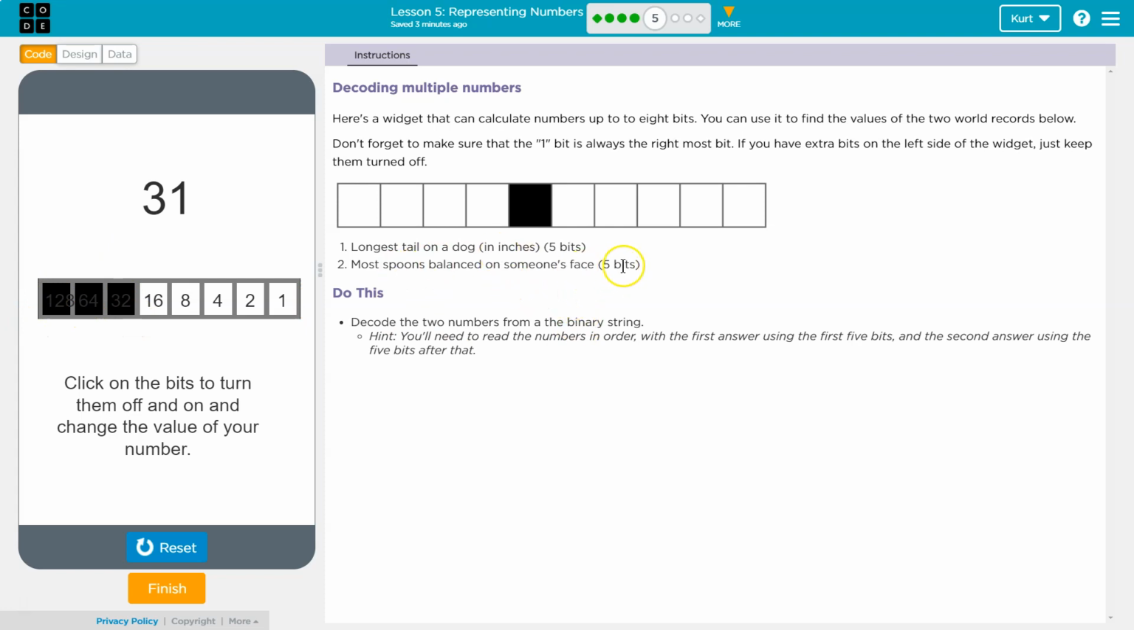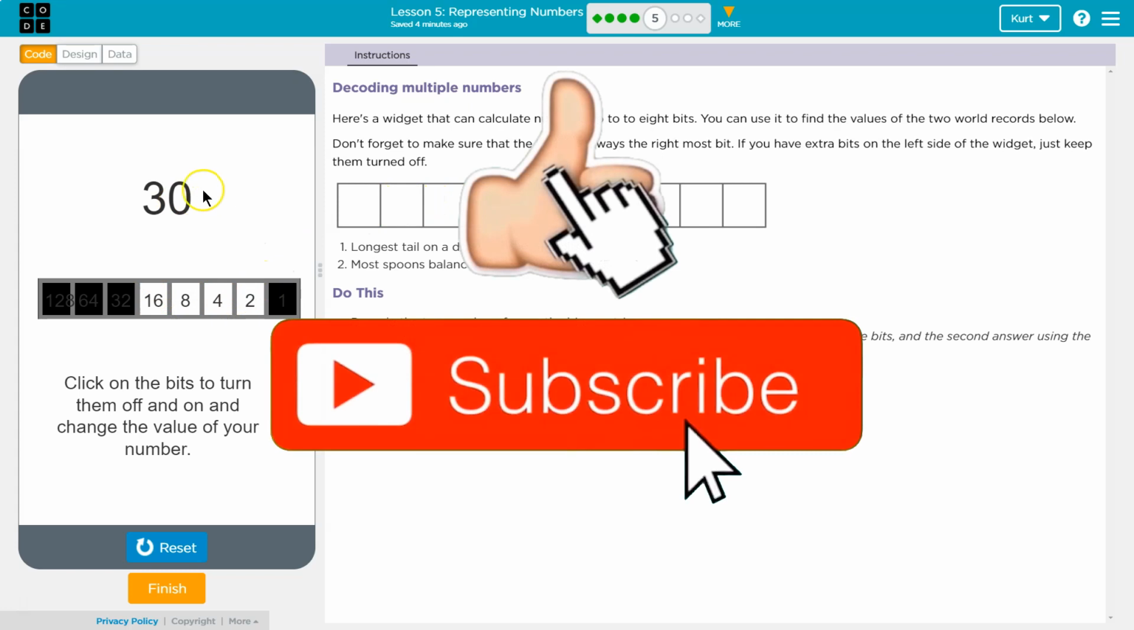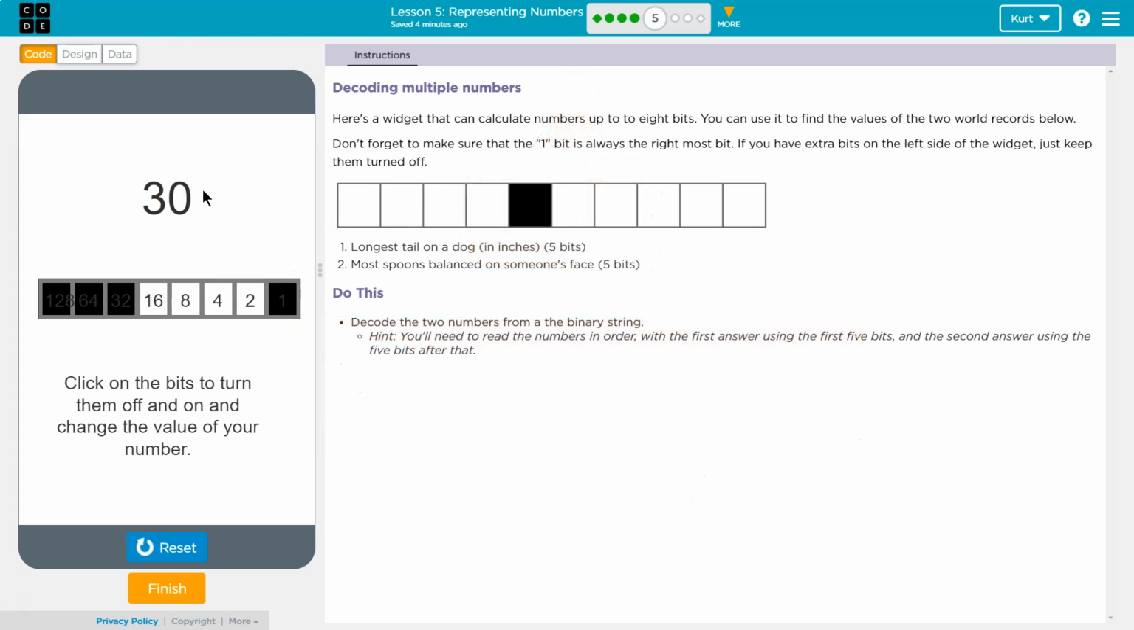Now, most spoons balanced on someone's face, 5. And so, most spoons balanced on someone's face, I wonder, I have this many bits left. 1, 2, 3, 4, 5. So I should make it match these second 5 bits, the 5 bits I have left. So then, 1, 2, 3, 4, 1, 2, aha! 30. I am thinking 30. Because we process through the bits right to left. Cool.